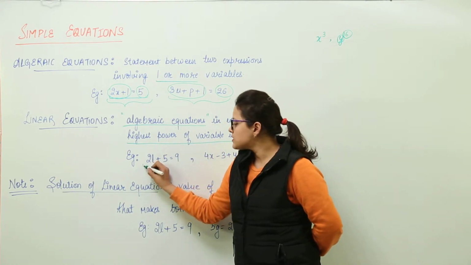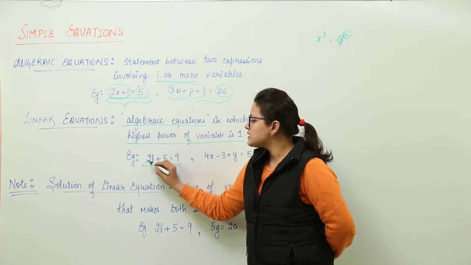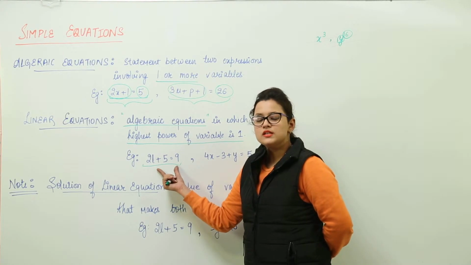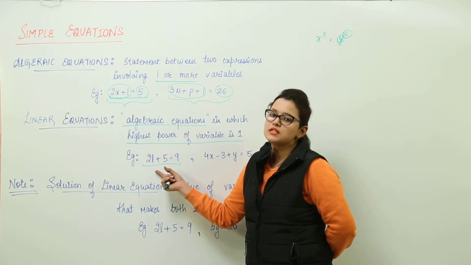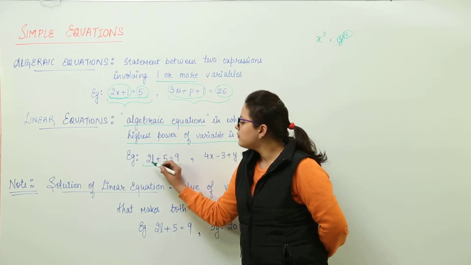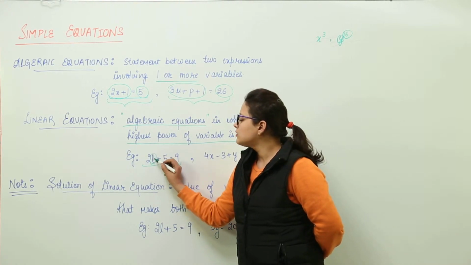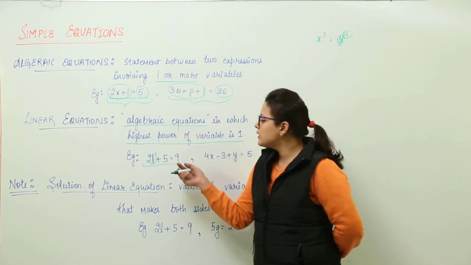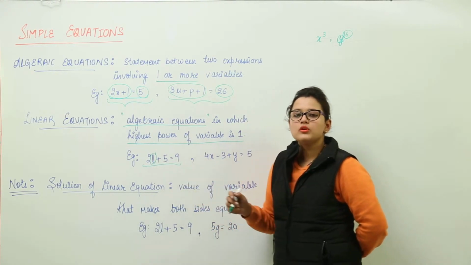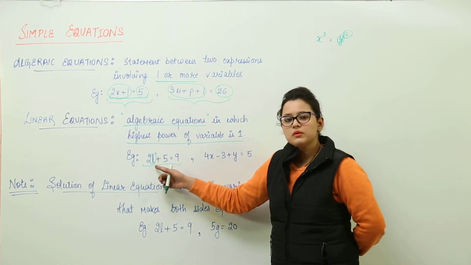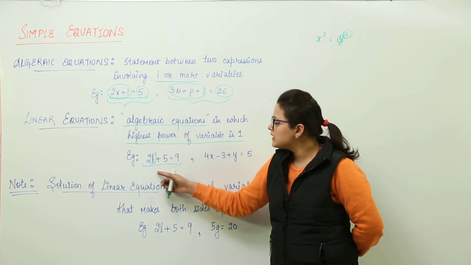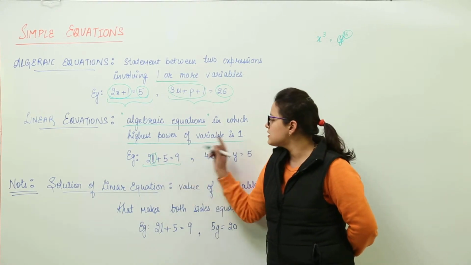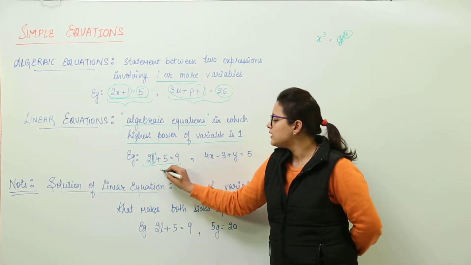Now please consider the first example. Here in this expression, this is an algebraic equation because it has one expression and the other expression, right? So it is a combination of two expressions. Now here the variable we have is L. This variable has power 1. If nothing is written, that means it has power 1. This is the only variable here, and the only power it has is 1. That means this is a linear equation.